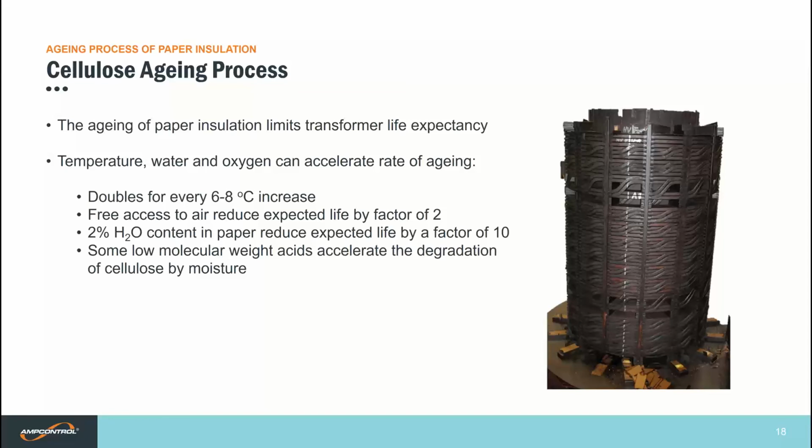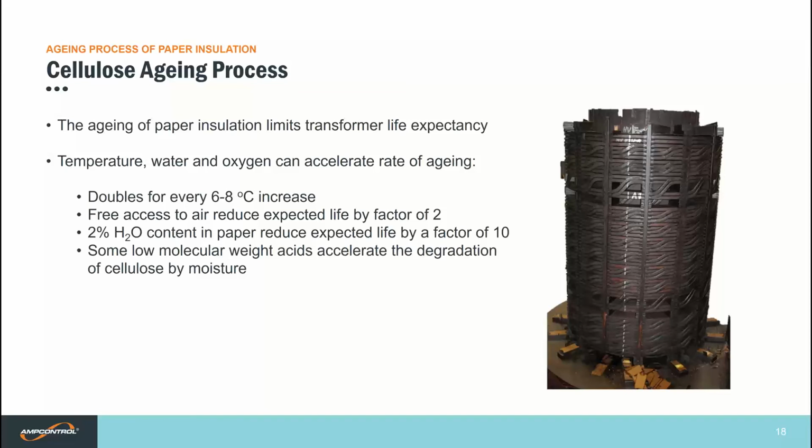Also, the thickness of degraded paper decreases with its DP, which can result in a gradual relaxation of coil clamping pressure, leaving the windings more vulnerable to possible dislocation or deformation during a short circuit event.